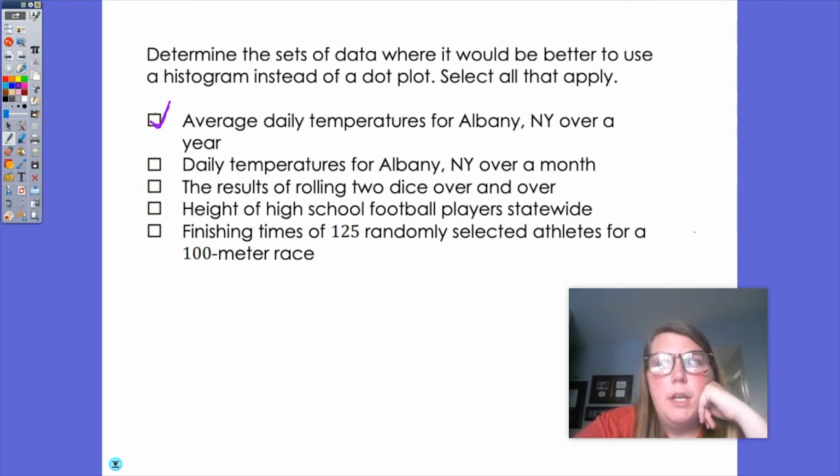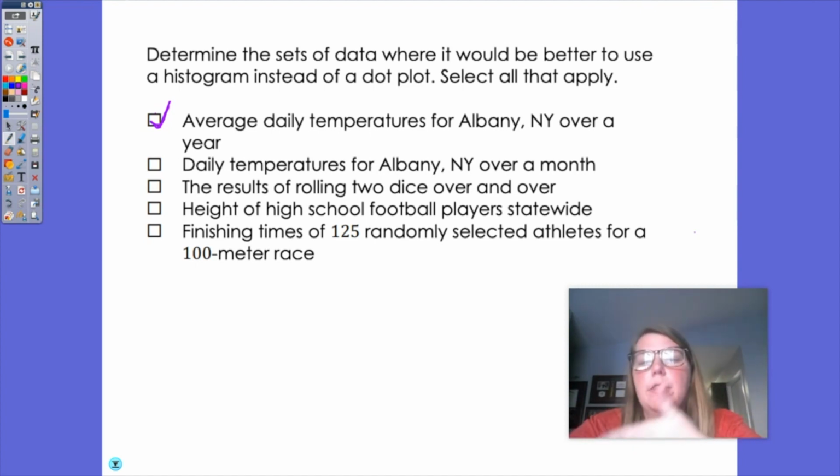Daily temperatures in Albany over a month. That's a little bit smaller. That would only be like 28, 29, 30, 31 pieces of data. So I'm going to say that that would be better with a dot plot. The results of rolling 2 dice over and over. Those are whole numbers, so I'm going to say that that would be better used as a dot plot.